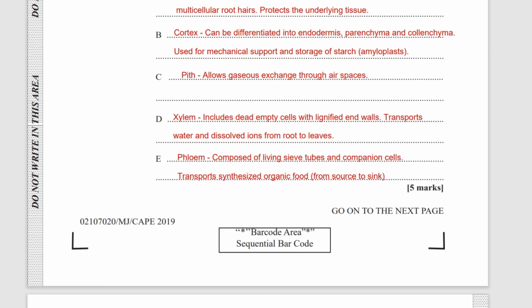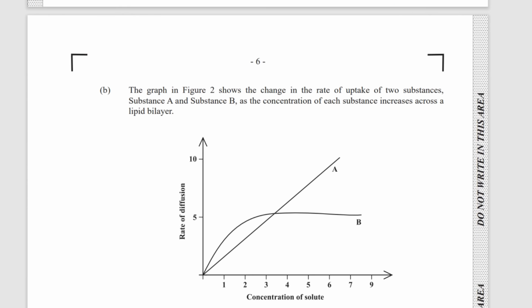All right, so let me look at the next one. The graph in figure 2 shows the change in the rate of uptake of two substances, substance A and B, as the concentration of each substance increases across the lipid bilayer. So if you look here, we could tell the difference right away. We could see A. Well, first of all, this is a straight line.